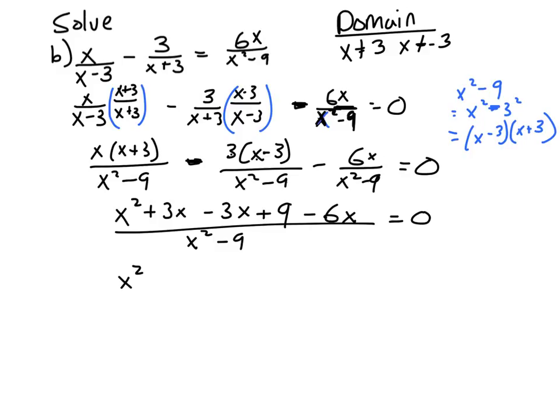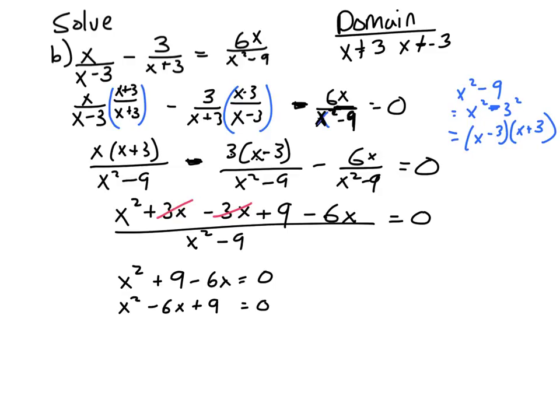So I'm just going to rewrite the top. Now these two terms cancel, and so then I'll have plus 9 minus 6x equals 0. I'm only going to rewrite the top because the bottom, like I said, if it's 0, then it's undefined. Now let me just rearrange this to make it into standard form: x squared minus 6x plus 9 equals 0.